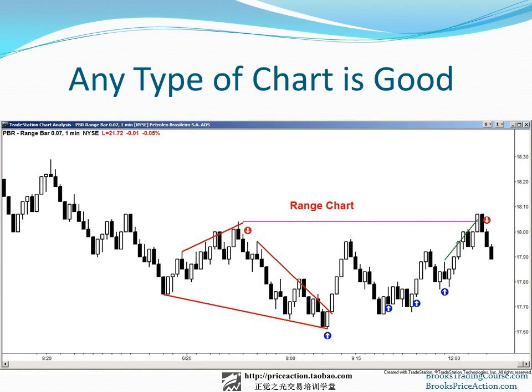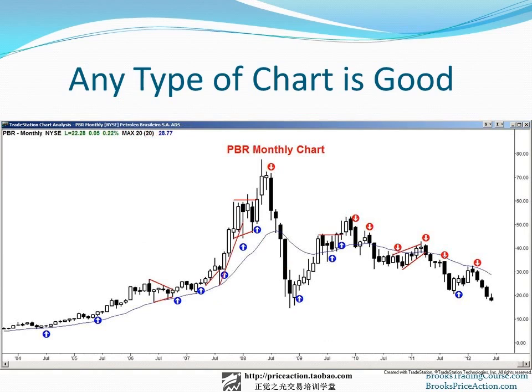Here's our range chart. This is a range chart of the same 5-minute chart of Petrobras PBR, and again the same basic structure is present on this chart as was present on the other charts. It does not matter what type of chart you use. All they are is representing human behavior. Monthly chart Petrobras. Okay, again basic price action is the same. Parabolic buy climax, the final flag, strong bear spike, pullback, test of the low, and there are tradable patterns all the way through the chart.